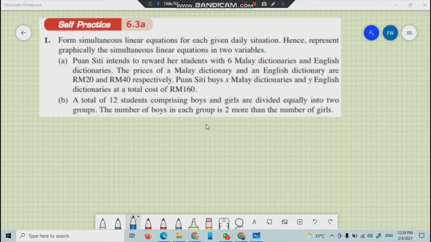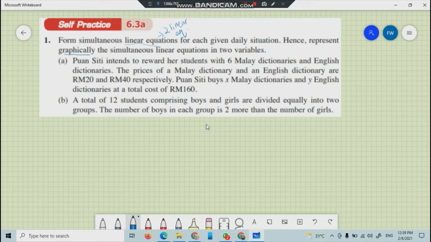Now we're going to look at the exercise questions, self-practice 6.3a. Form simultaneous linear equations. So we need to have two linear equations, just like our example. And then we need to represent our linear equations in a linear graph. So we need to do two things here.